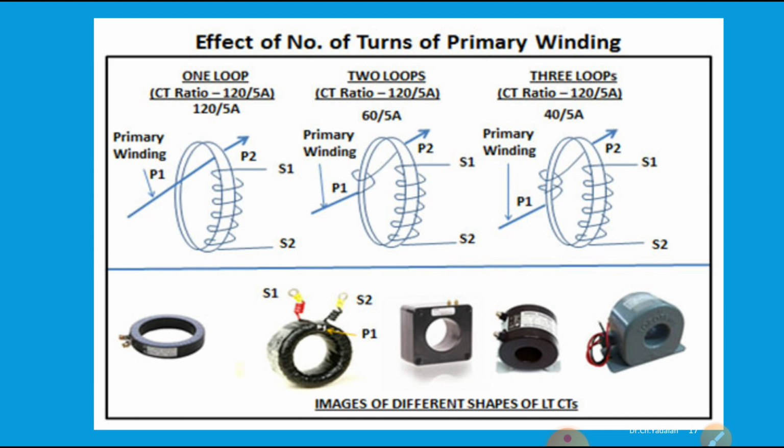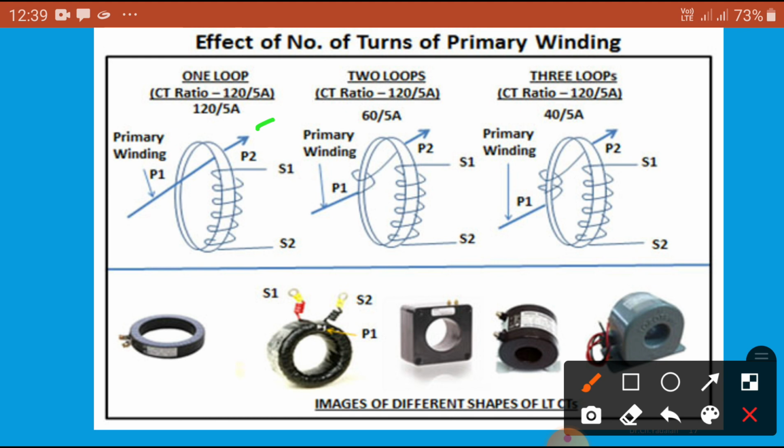Okay, now you can see how this is placed. Here is one loop, a single loop. The CT ratio is 120:5 amperes. When the primary current of 120 amperes flows, in the secondary it induces 5 amperes, which is connected to the ammeter. So you can see this is one case.